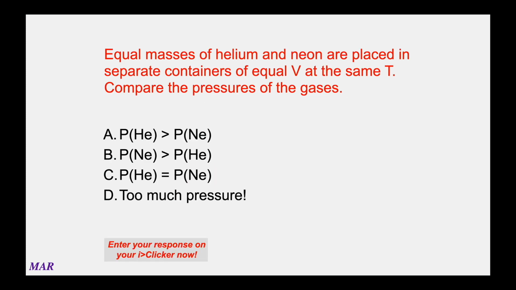Equal masses of helium and neon are placed in separate containers of equal volume at the same temperature. Compare the pressure of the gases. You might be tempted to automatically pick D, too much pressure, science, but trust me, that's not the right answer here. So anyway, equal masses of helium and neon. See if you can figure out which one of those is the correct answer.